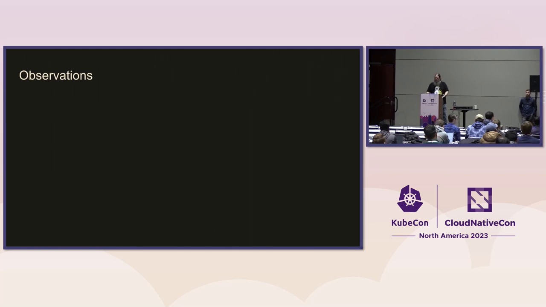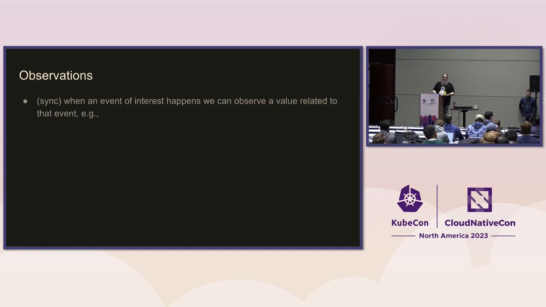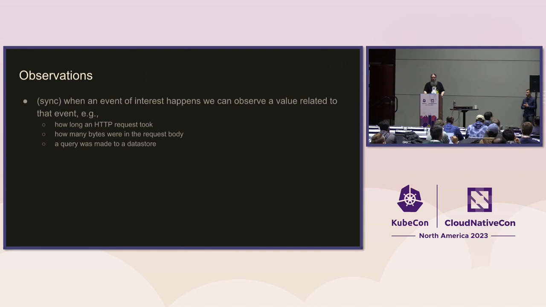First, observations. What are those? There are two types of observations that we can make, synchronous and asynchronous. Synchronous observations are when an event of interest happens and we can observe a value related to that event directly. So this may be something like, how long did your HTTP request take? Or how many bytes were in that request body? Maybe you made a query to a data store and you've got a counter of how many queries you've made to that data store. So these are things that happen, you observe that directly when it happens.